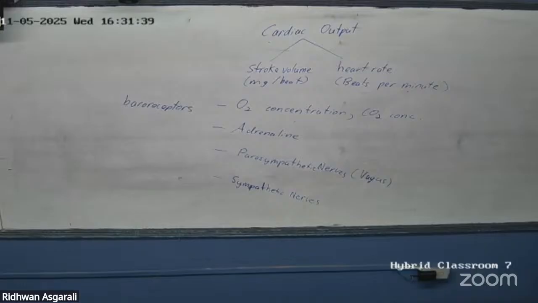Right, so the next one was exercise. How would exercise affect the blood pressure? During exercise, what would that do to blood pressure? When your heart rate increases, your blood pressure increases. So during exercise, your blood pressure will be high.